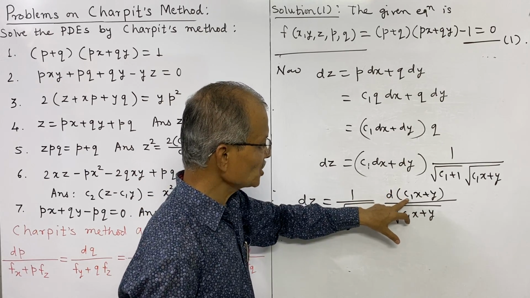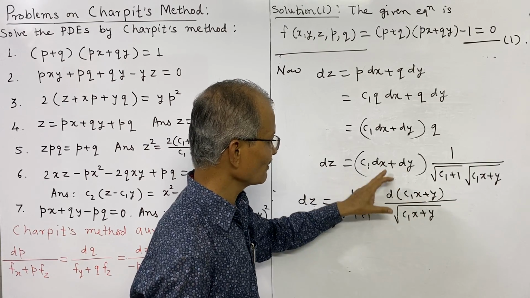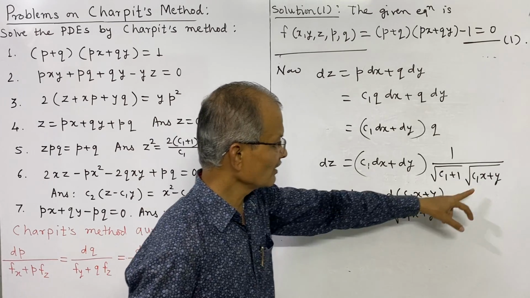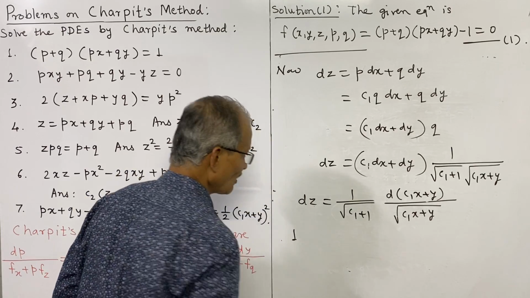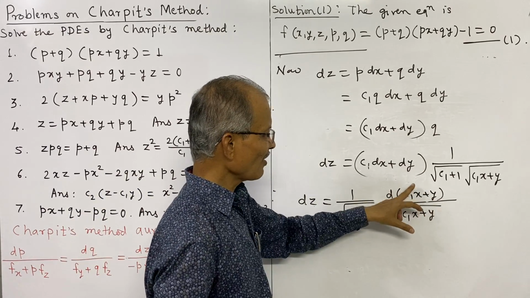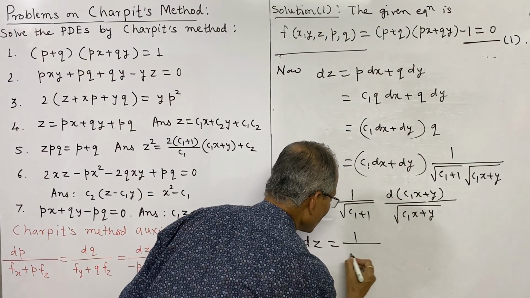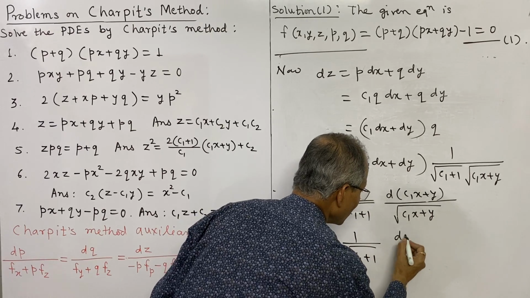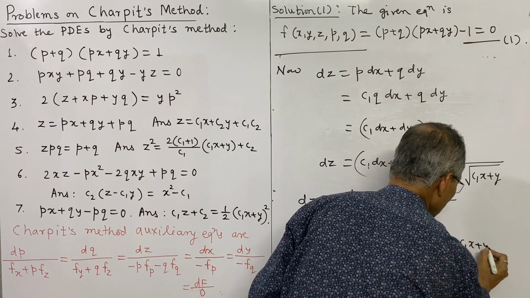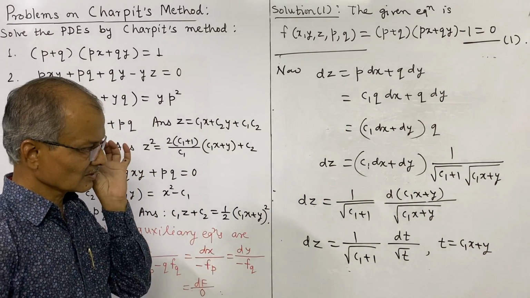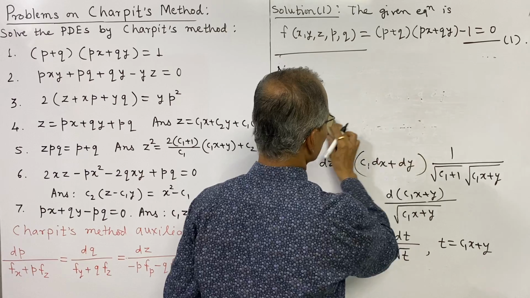Because differential of c1x plus y, c1 is constant, c1 into dx plus differential of y is dy. So these two are exactly the same, and this term is as it is. The constant is written separate. Now integrate. For integration, how will you integrate this term? We may suppose this as t, and that can be written as dz is equal to 1 upon root of c1 plus 1 dt divided by root t. T is, for the time being, what we have considered c1x plus y, so that is t. And now integrate.